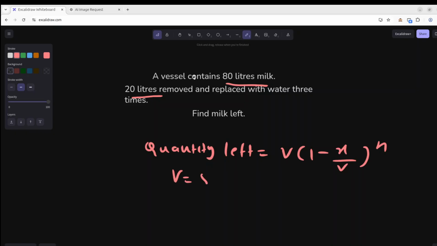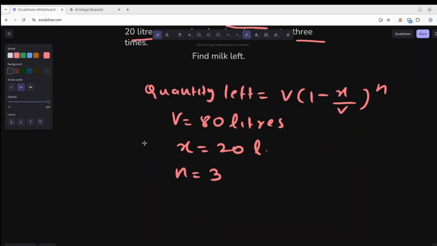So here V equal to 80 liters. Vessel contains 80 liters of milk, so capacity 80 liters. 20 liters removed, that is x equal to 20 liters, and the operation performed 3 times. So n equal to 3. We got all the variables, right? So just substitute that in the formula. Equal to 80 into 1 minus 20 by 80 raised to 3, right?